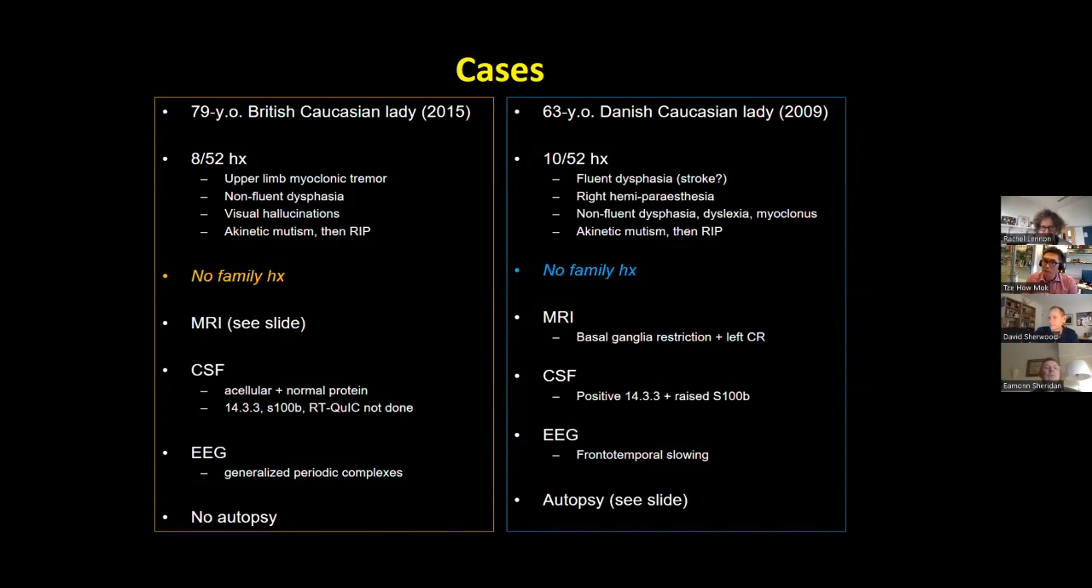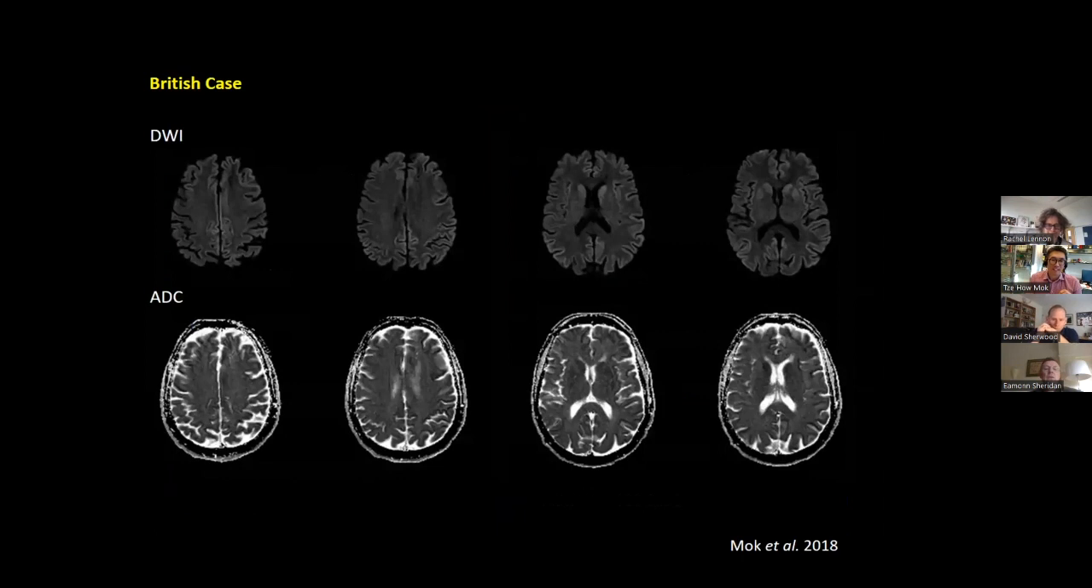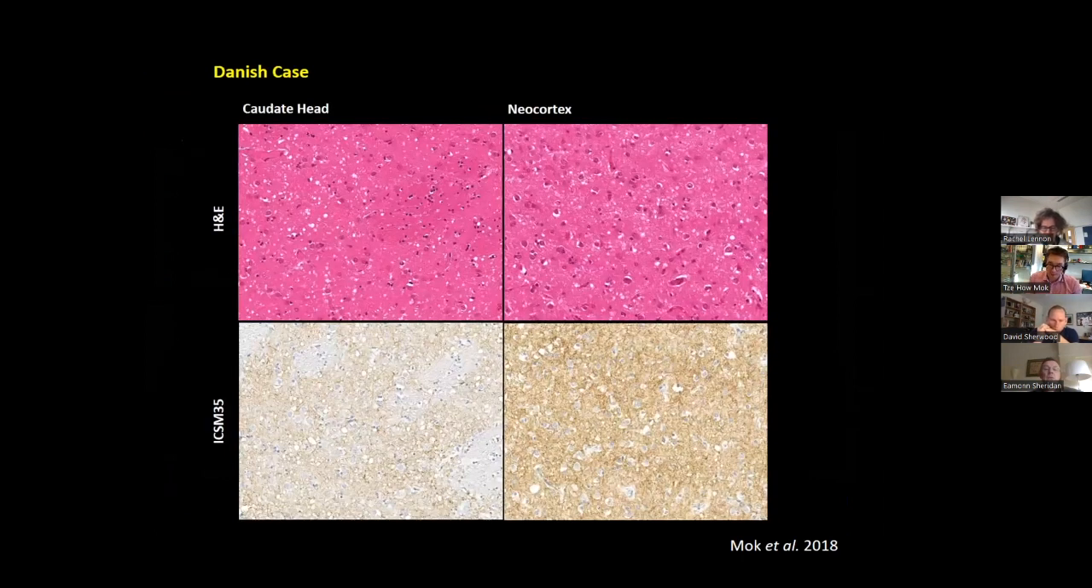Well, we Googled it, and we found a little abstract that was submitted to a stroke conference, which is a Danish case from 2009, and the history and the clinical features are very similar. It's CJD, but with a T201S mutation. The thing about this is that they actually did an autopsy here, and we had brain tissue to analyze. So we contacted our Danish colleagues, and they very kindly sent us some brains, and we stained them here.